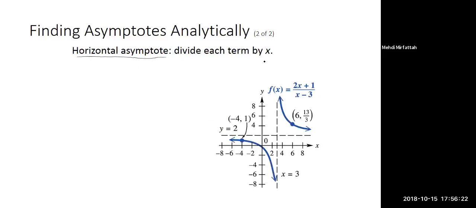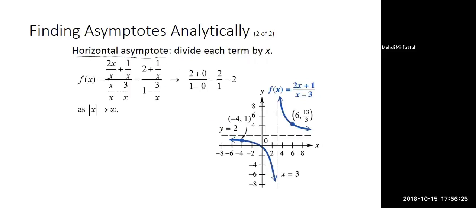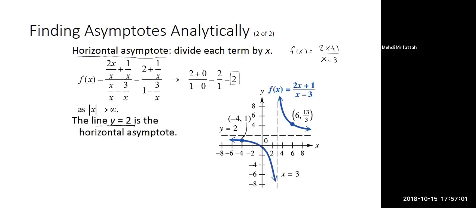Horizontal asymptote. If you divide each term by x, because the highest exponent is x, remember f of x was 2x plus 1 over x minus 3. The highest exponent in this case is x. Divide each term by x, simplify it, and as you make x larger and larger, 1 over x and 3 over x approach 0. So f of x would be equal to 2. So as x approaches infinity, the line y equal to 2 would be your horizontal asymptote. Once again, to find the vertical asymptote, you just take whatever you have at the bottom of the fraction and let it equal 0.